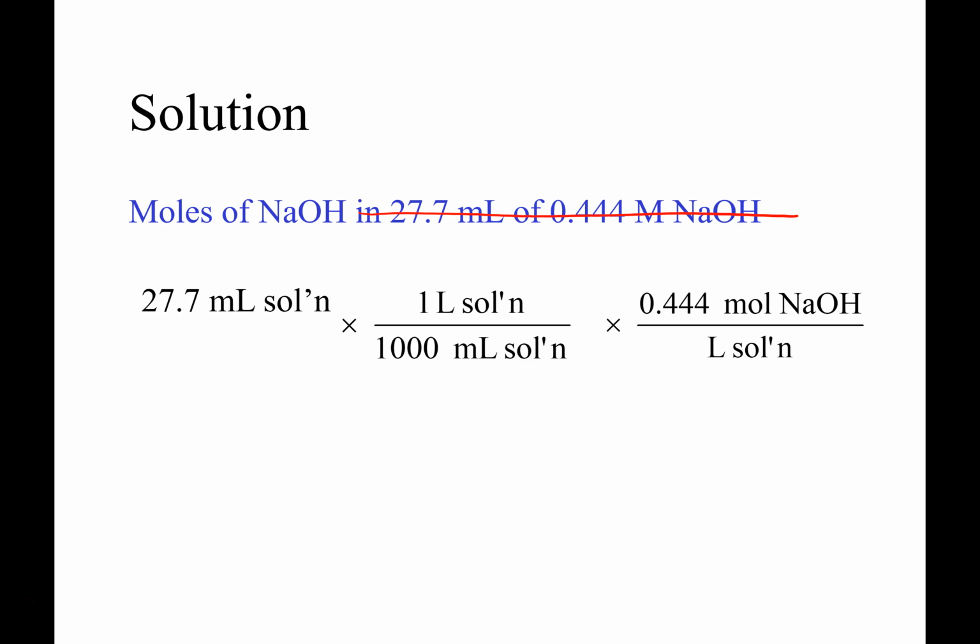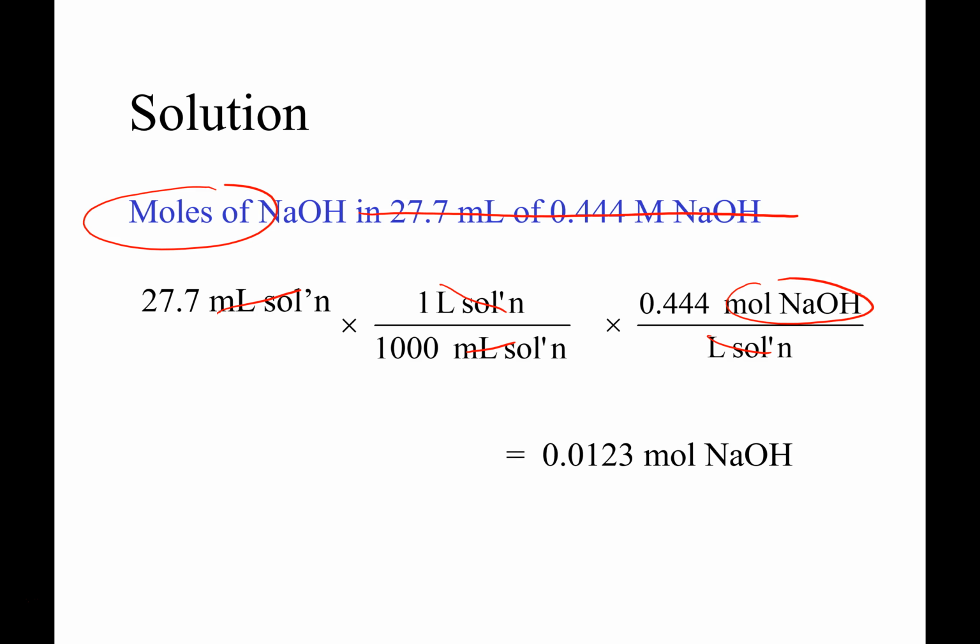So 0.444 molar means 0.444 moles of NaOH over 1 liter of solution. Milliliters of solution cancel, liters of solution cancel, units of moles of NaOH, which is perfect. 3 sig figs again, right? So I got 0.0123 moles of NaOH. So I filled out that column for my NaOH, the second of 2 reactants.